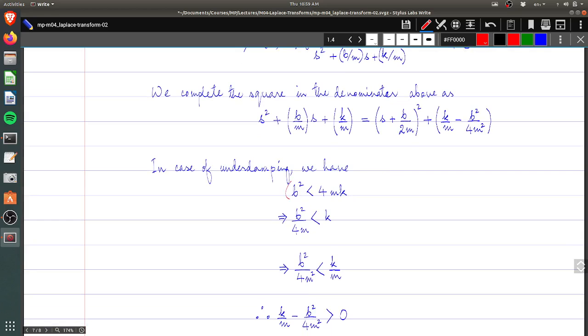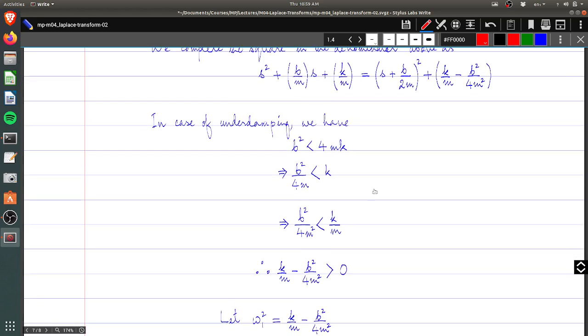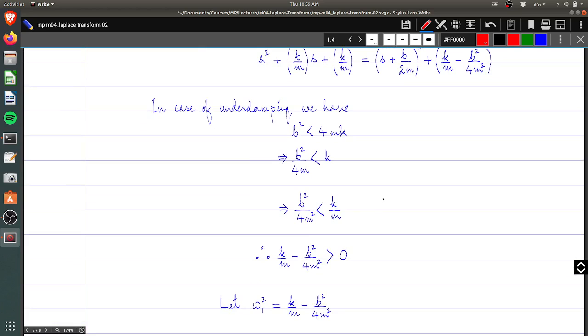Underdamping is when the damping constant satisfies b square less than 4mk. If you remember from your classical mechanics, there are four cases of damping. One is the undamped case, in which b is 0. Then another case is underdamping, in which b square is less than 4mk. Then we have critical damping, where b square is equal to 4mk, and then we have overdamping, where b square is greater than 4mk. So we are considering the underdamping case, where the oscillations will just die down.